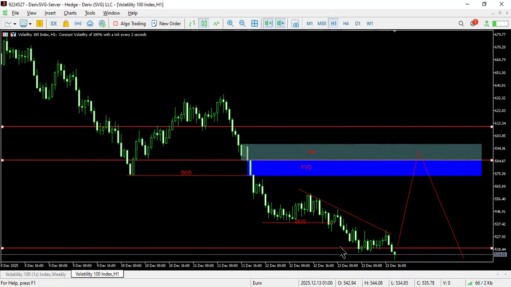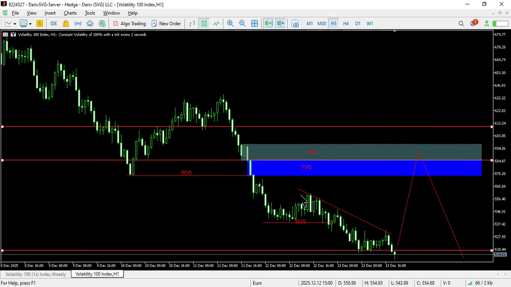Our take profit is going to be at that low. So if you want to enter this trade, you can set a sell limit with your stop loss at 610.57, and then your entry price at 585.38, and your take profit at 517.53.